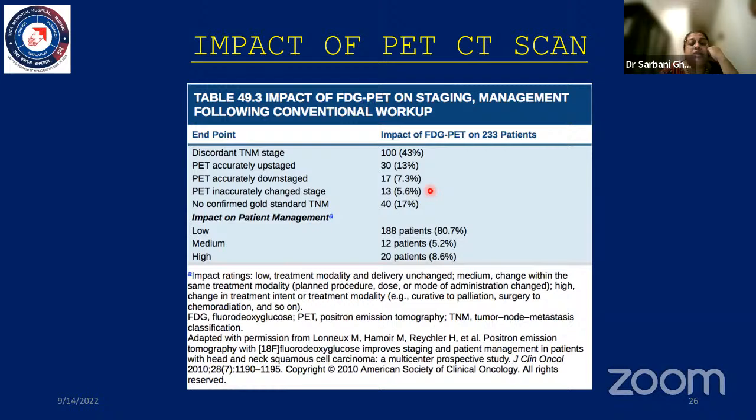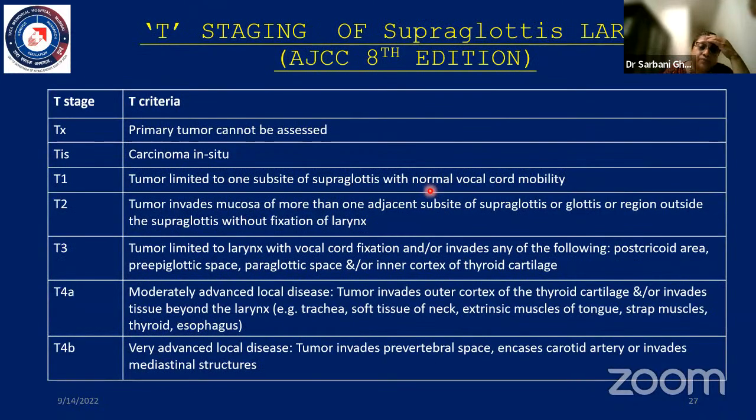And actually, it may not impact management in the kind of indications that I have spoken about. Now, this is the TNM staging, and I will not spend time on it, but suffice to know that we have to know the extent of disease, involvement of a number of subsites within the larynx, extension to the paraglottic space, pre-epiglottic space, and involvement of the cartilages of the larynx. And of course, in stage 4, you have tumor that would invade the outer cortex of the thyroid cartilage, invade the tissue beyond the larynx.